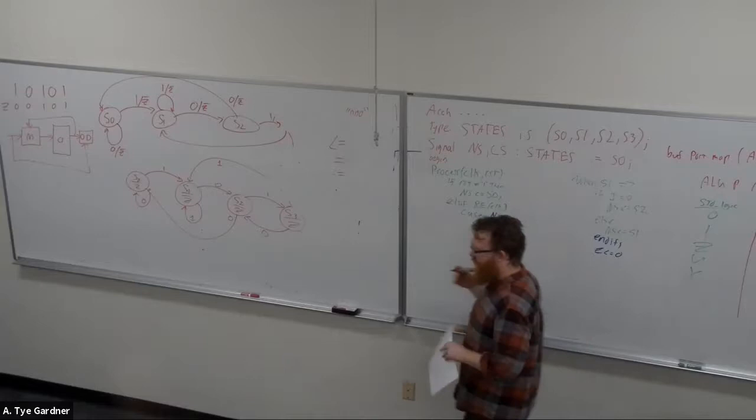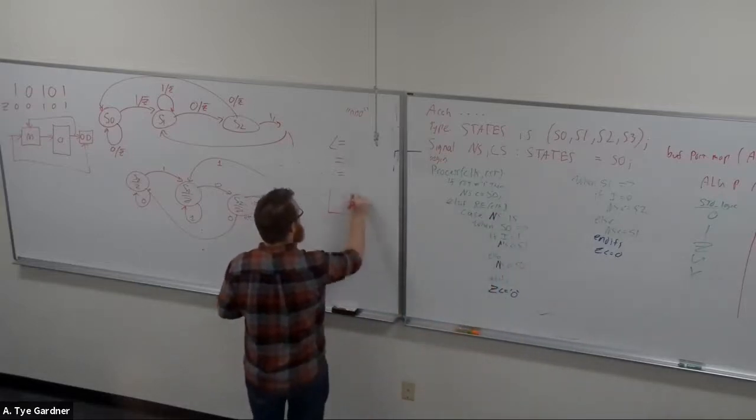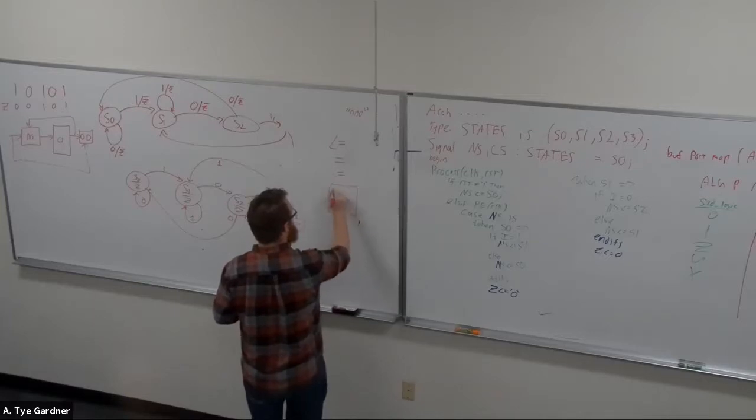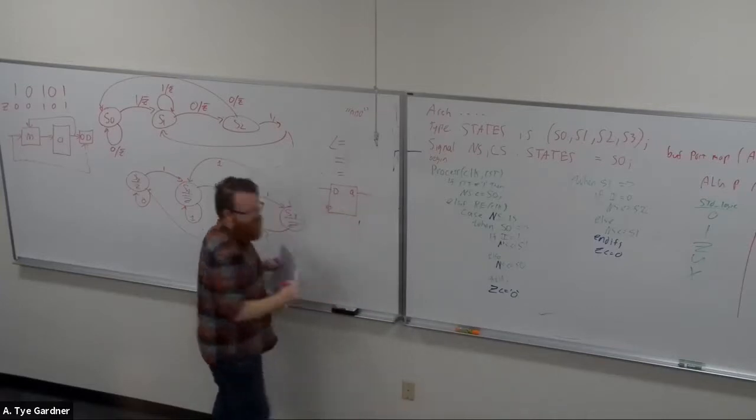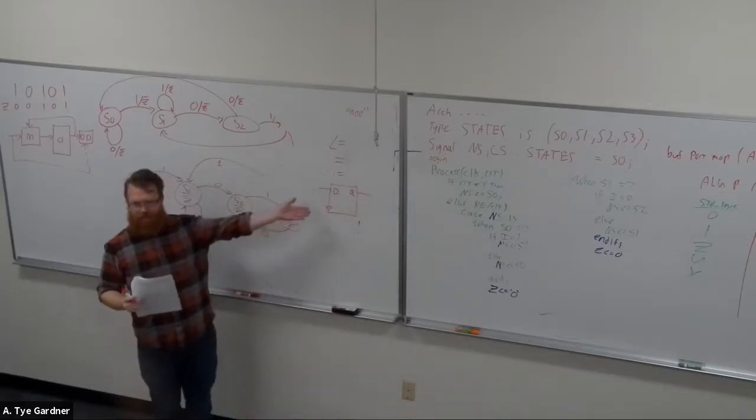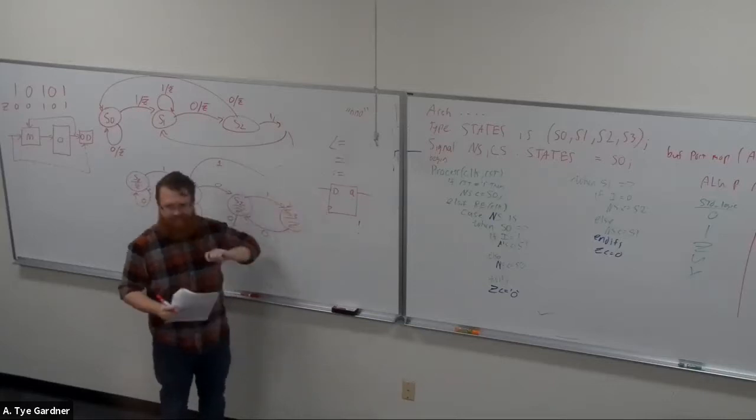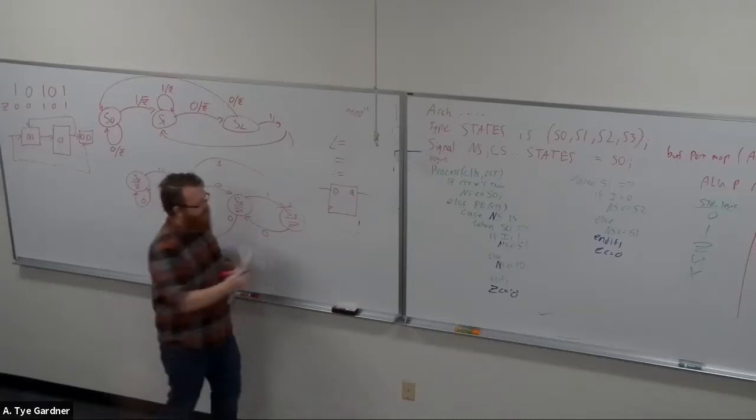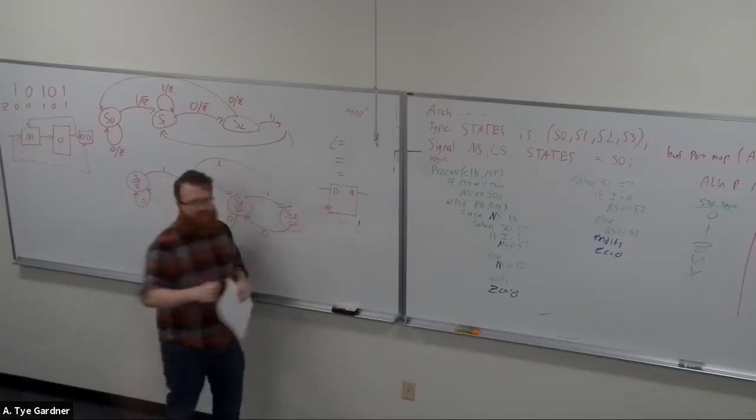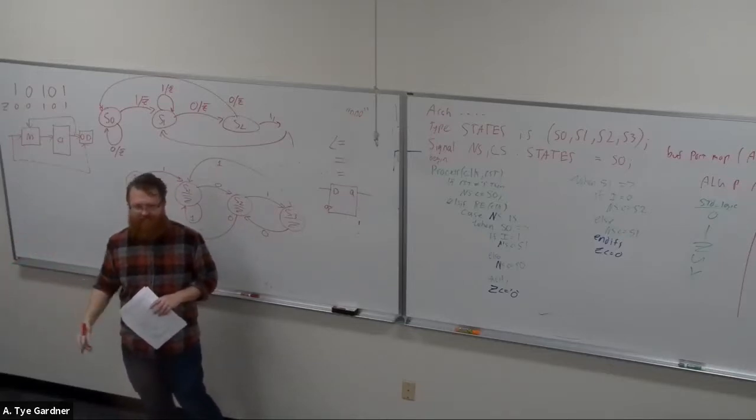Number 10 kicked you guys' butts because I asked you to draw the timing diagram for this device. And most of you did the timing diagram for that device, right? The bubble at the clock, it makes it a falling edge. It inverts the clock. It's a falling edge device.